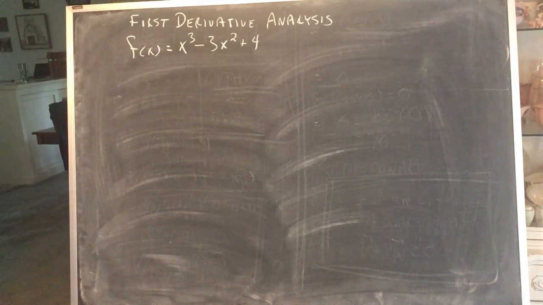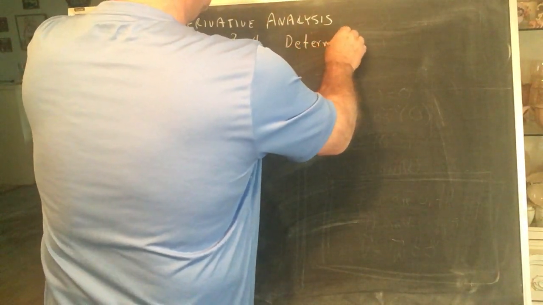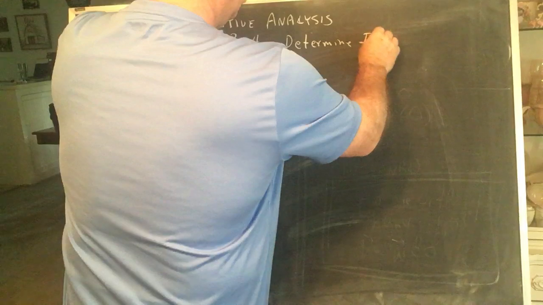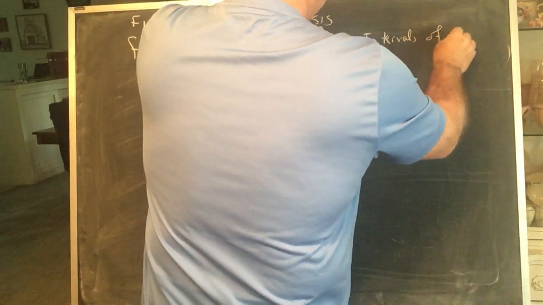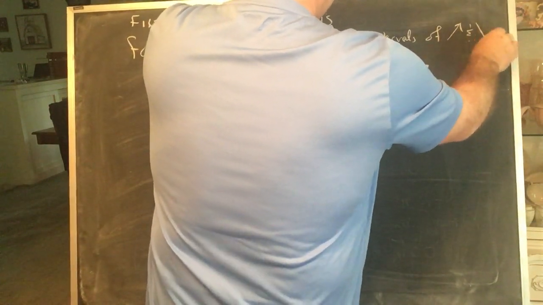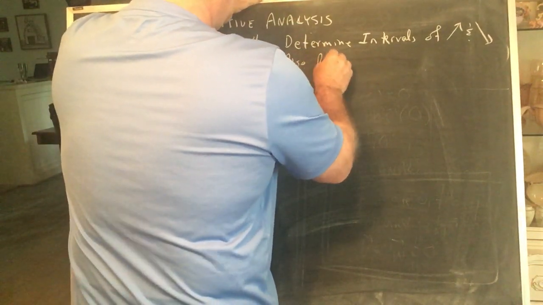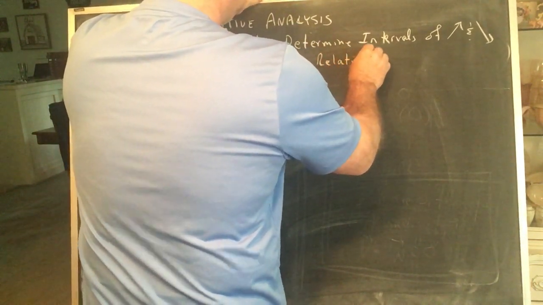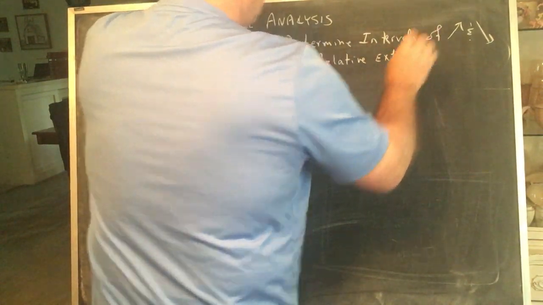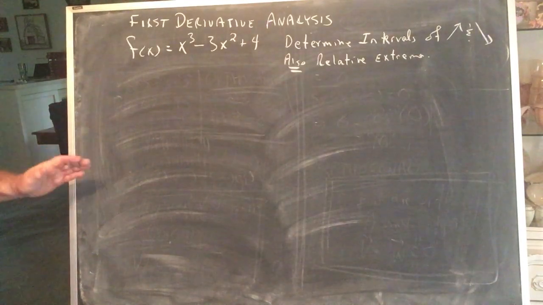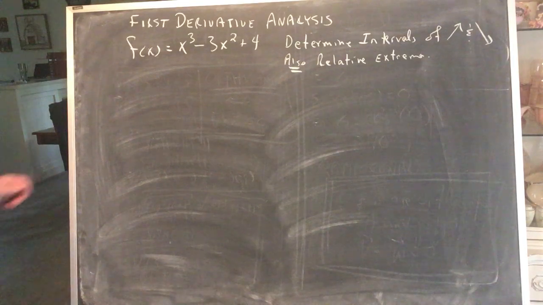Remember, what we're going to be trying to do is determine the intervals of increase and decrease, and we're also going to be able to find the relative extrema. So once we have our sign chart done with the number line, we're going to be able to also find the relative extrema, and we'll talk about that when we get there.